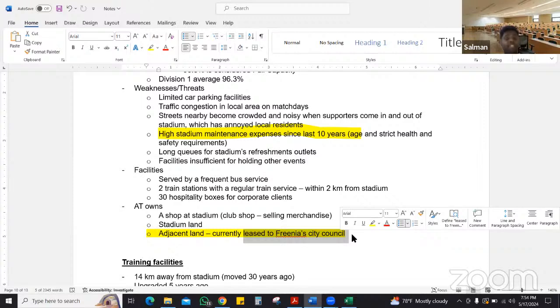A lot can be done with additional property, right? Next to the stadium, we can have dormitories for players. We can have expanded training space for players, an expanded stadium. We can do a lot of things. We can establish a large club shop. But the problem is it's leased out to the city council.